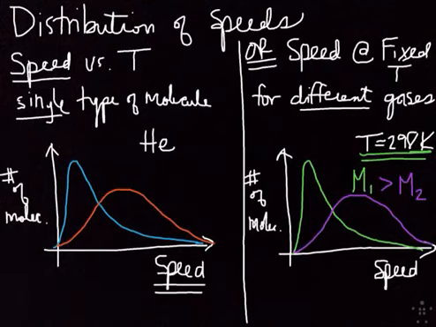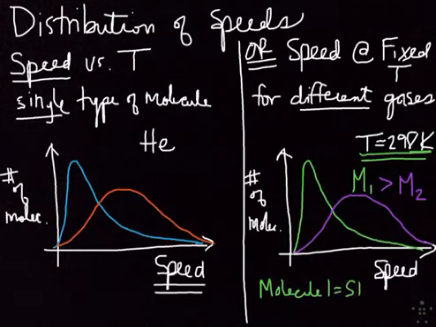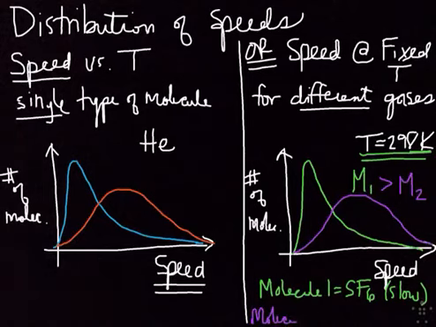So let's say our molecule 1 is SF6, is very heavy, so it's going to be very slow. And molecule 2 could be, say, helium.